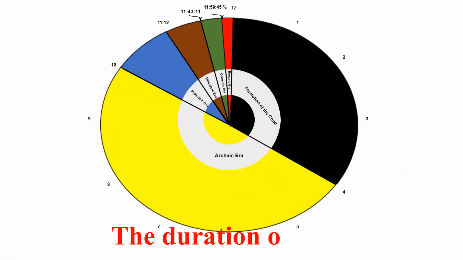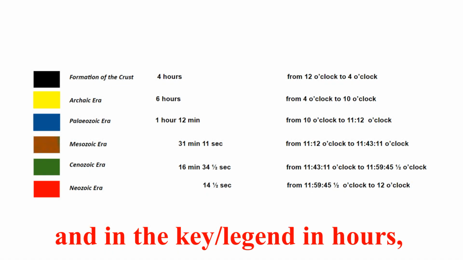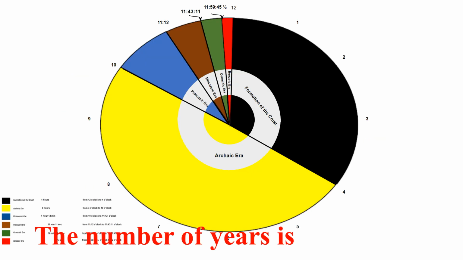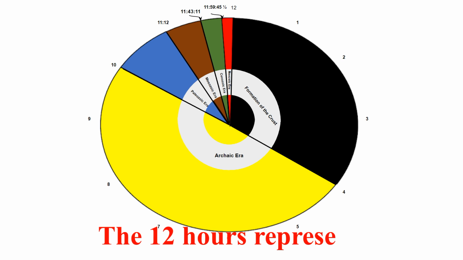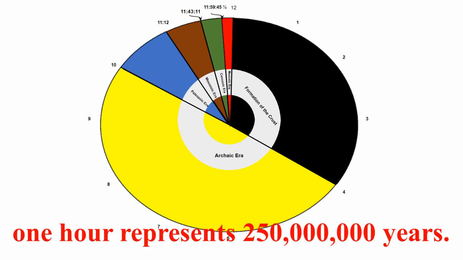The duration of time contained in the different eras is shown on the clock and in the key legend in hours, minutes, and seconds. The number of years is only shown in the key or legend. The 12 hours represent 3 billion years and 1 hour represents 250 million years.